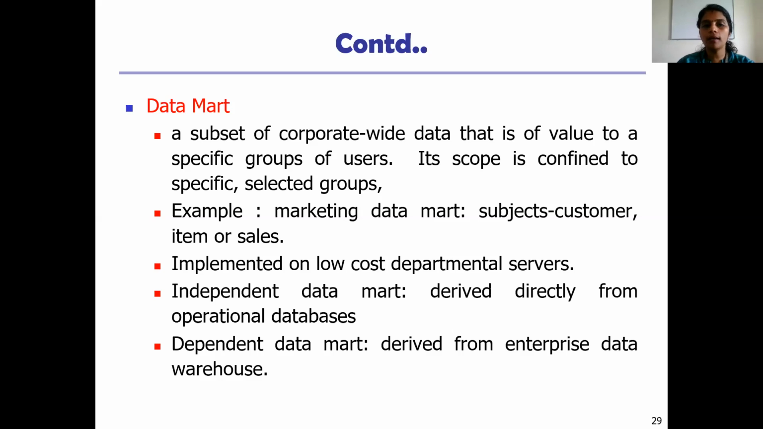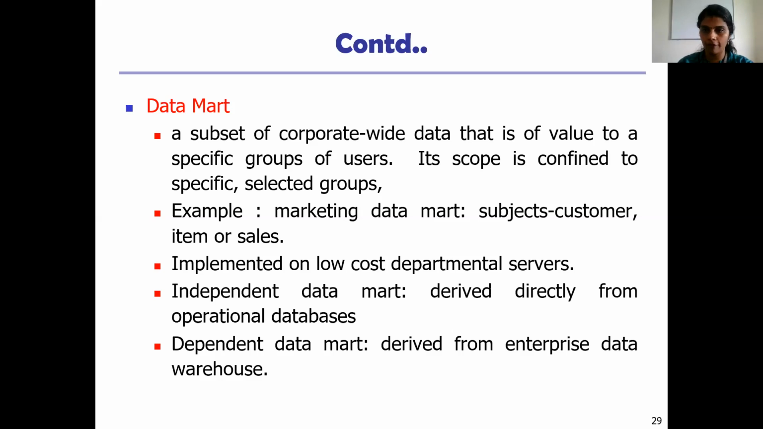Data marts come in two varieties. The first one is the independent data mart. The second one is the dependent data mart. What is an independent data mart? In the case of an independent data mart, you derive the data directly from the operational databases. So independent data marts are built from operational databases. What about dependent data marts? Dependent data marts are derived from the enterprise data warehouse. It's not from operational databases.